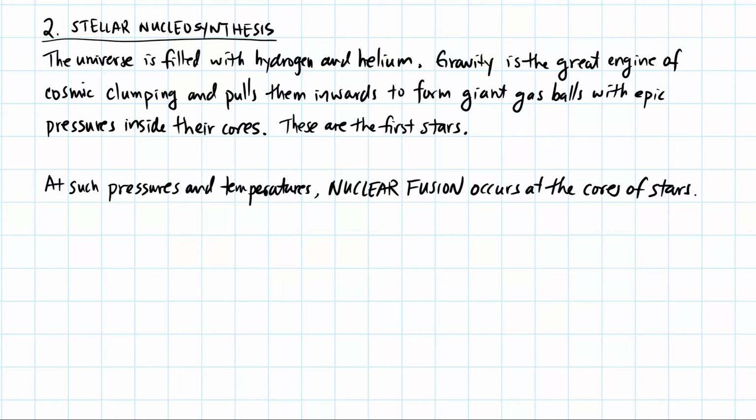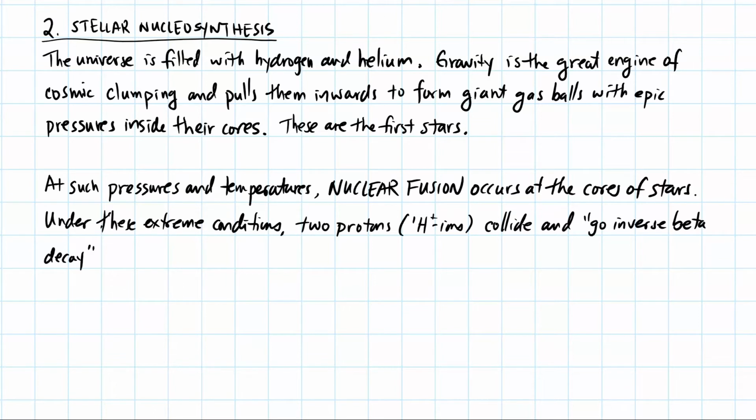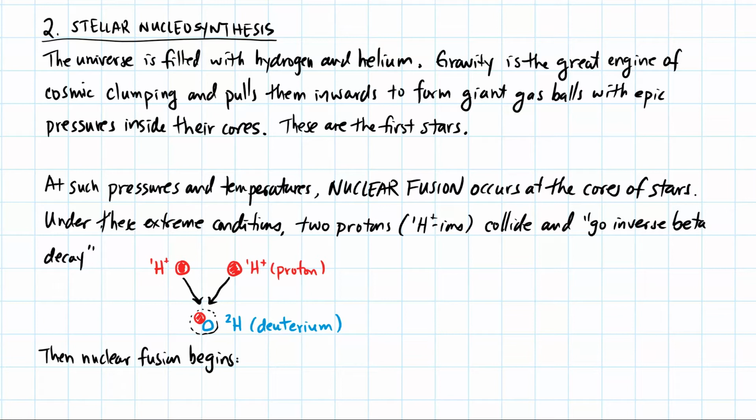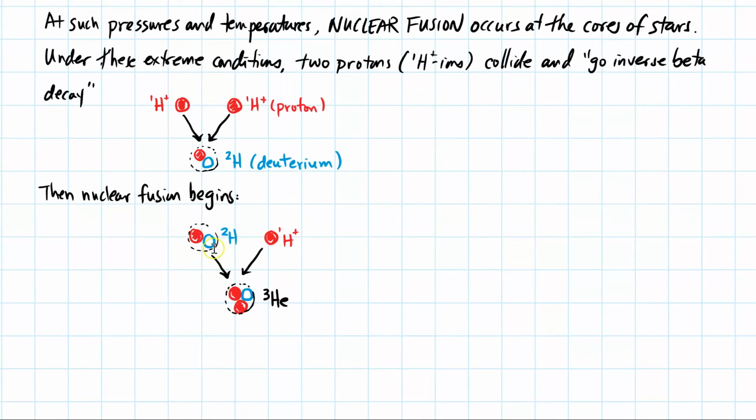At such pressures and temperatures, nuclear fusion occurs at the cores of stars. Under these extreme conditions, two protons collide and undergo inverse beta decay. Picture-wise, you could see a proton and a proton. When they collide, one of these protons turns into a neutron, and this inverse beta decay creates deuterium. Then nuclear fusion begins. By fusing deuterium and a proton, you then create for the first time helium-3.